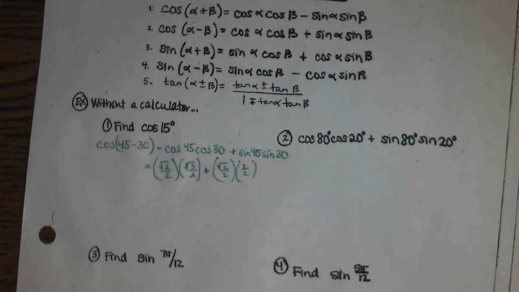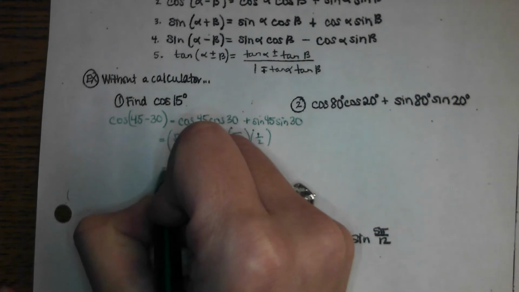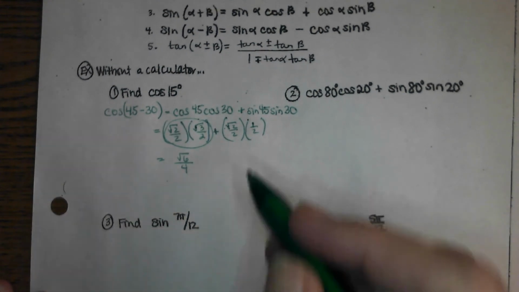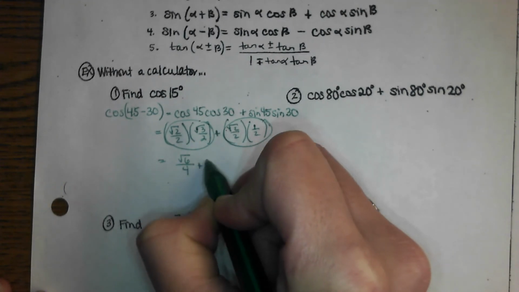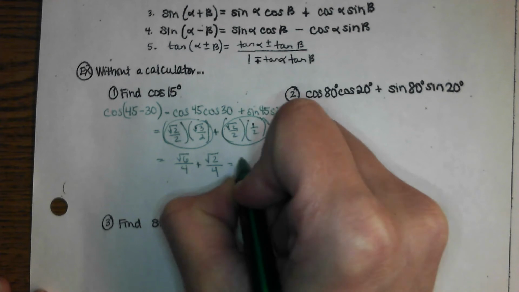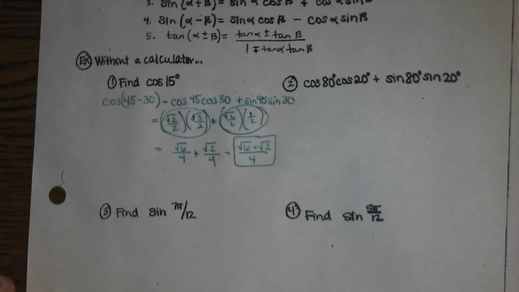You have to know those, and you have to know them swiftly, quickly, so that you can just power through this. So now when I'm just simplifying these numbers, when I multiply these fractions, I get root 6 over 4. When I multiply these fractions, I get root 2 over 4. And they already have a common denominator, so my final answer is root 6 plus root 2, all over 4. Any questions on that?